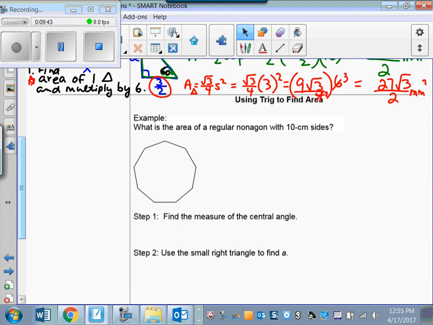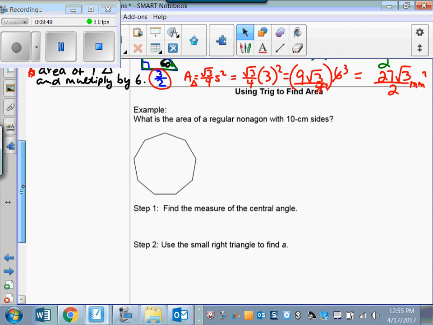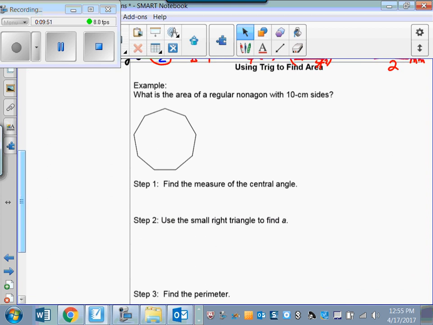Now, sometimes we have to use trig. Why do we need to use trig? Because we don't have a special right triangle and we don't know what the apothem is. So let's see how that works. What is the area of a regular nonagon with 10 centimeter sides? So nonagon, that's 9 sides. You guys have to remember these polygon names because on the quiz or test, I'm not going to tell you what's a nonagon, what's a dodecagon. You got to learn these this time.